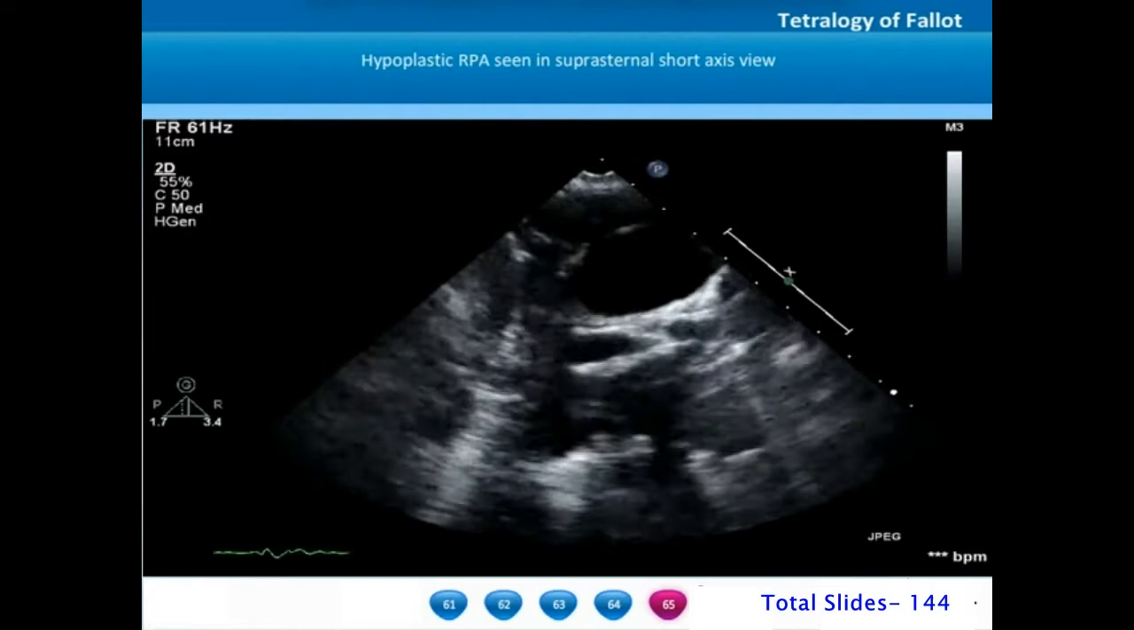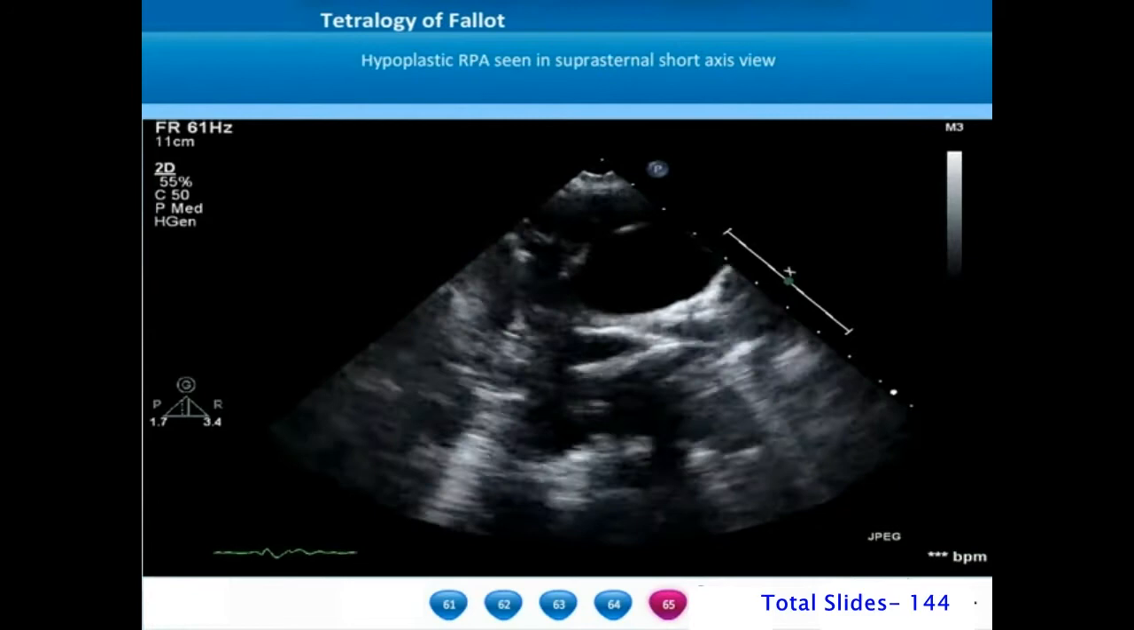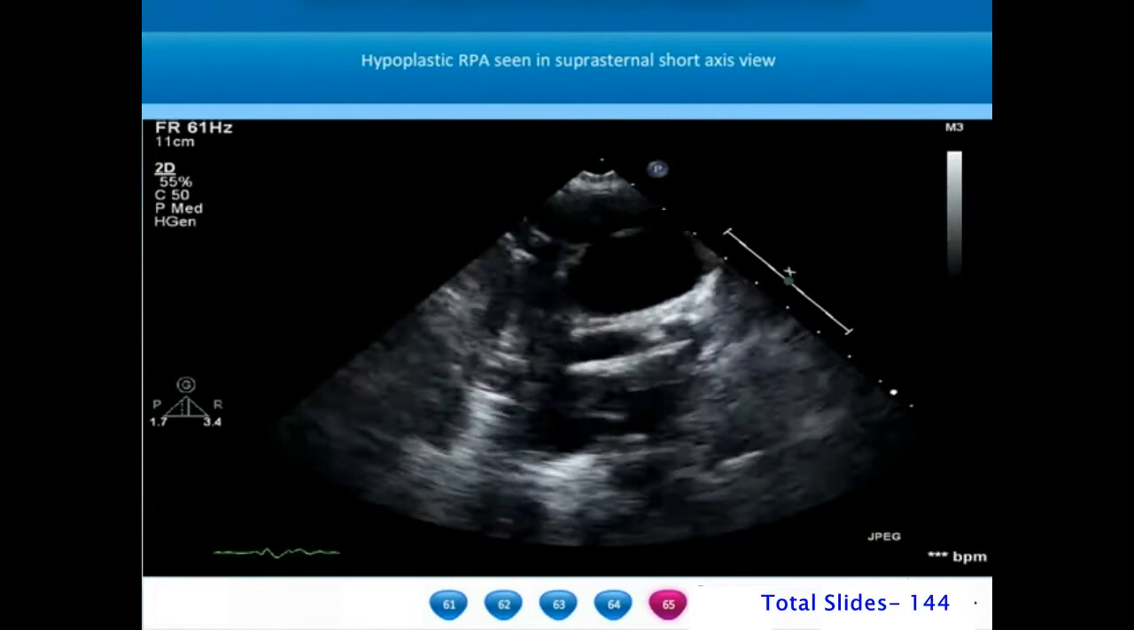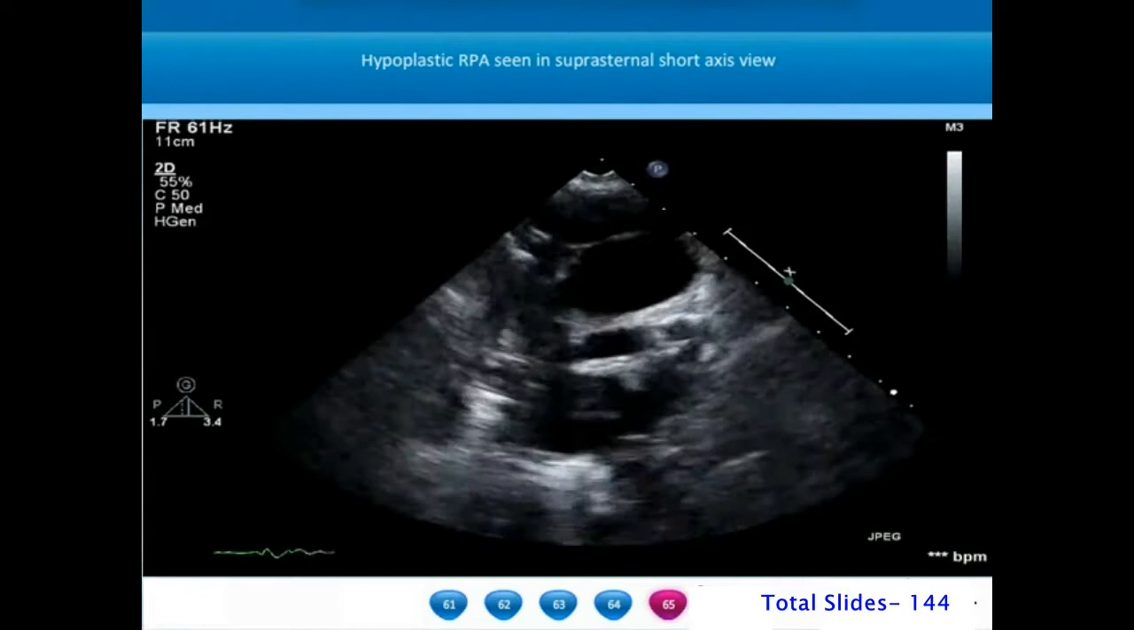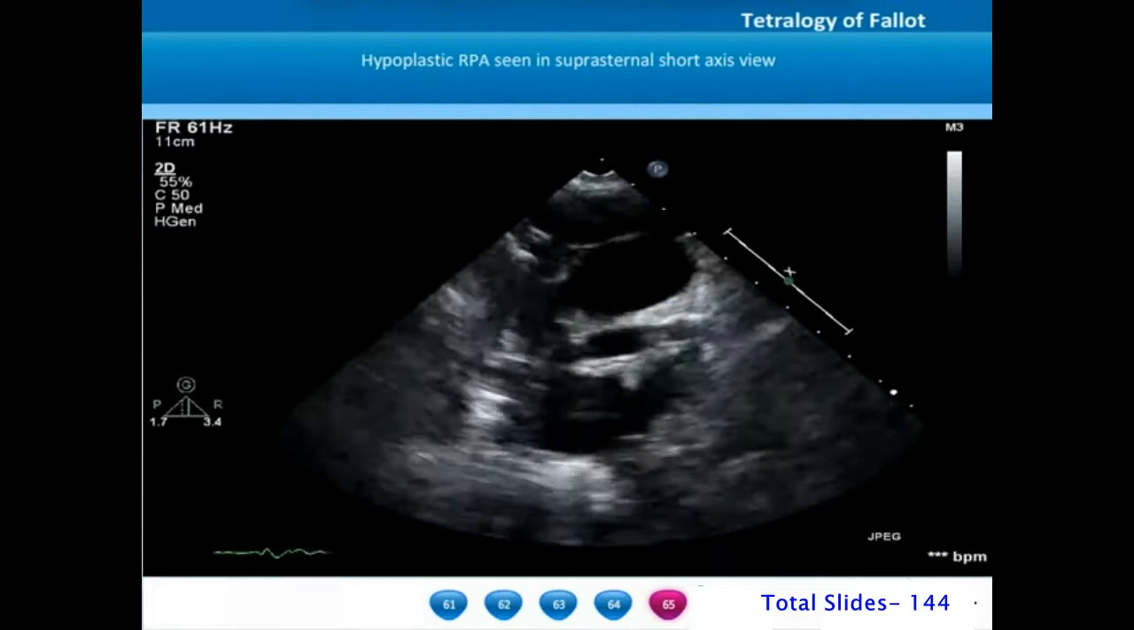Another echocardiographic view for identifying hypoplastic pulmonary arteries will be from the suprasternal view. When we place the probe in the suprasternal window on a coronal plane, we will be able to appreciate the entire right pulmonary artery from its origin to its bifurcation behind the superior vena cava and ascending aorta.